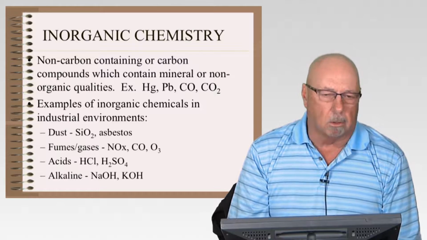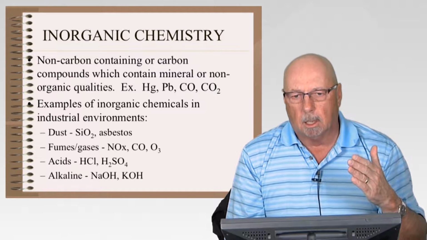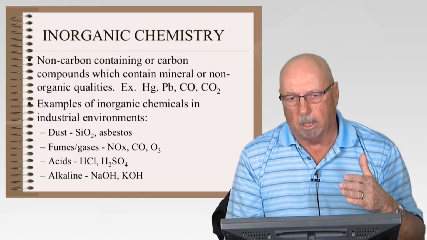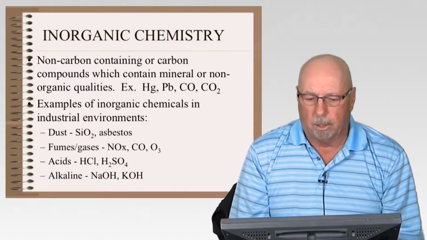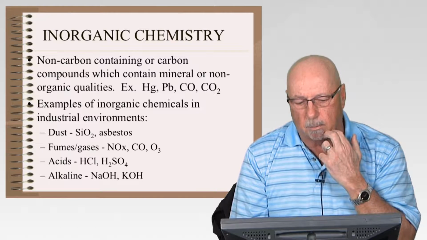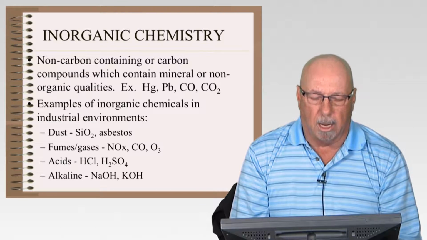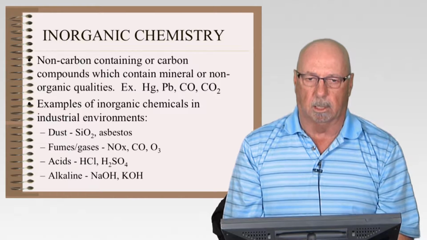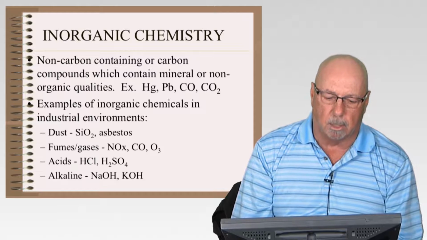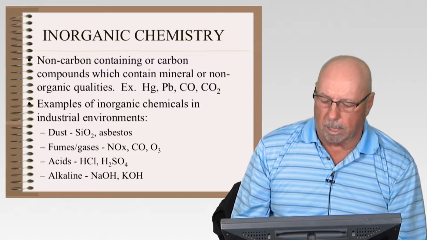And then we have alkaline materials. If you remember, acids are chemicals that have a pH of less than 7 on the pH scale. Alkaline materials, sometimes also referred to as bases, are going to have a pH of greater than 7, and some examples of common industrial chemicals which are alkaline are sodium hydroxide and potassium hydroxide.